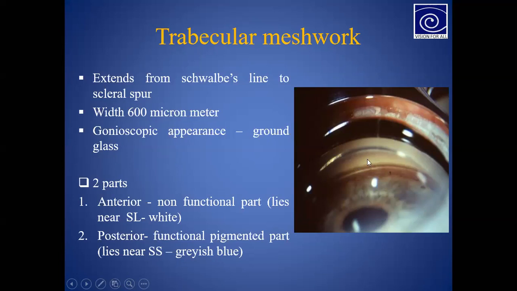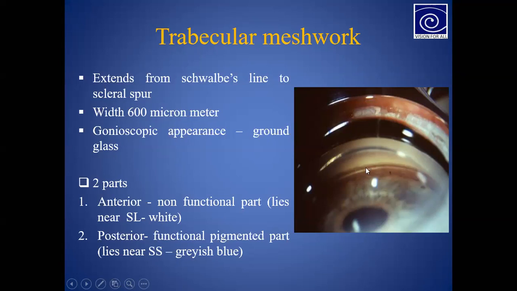So this is Schwalbe's line, right? And this is your trabecular meshwork, the pigmented part. And then this white one is your scleral spur. And after this scleral spur, this is your ciliary body band. Okay, sir.